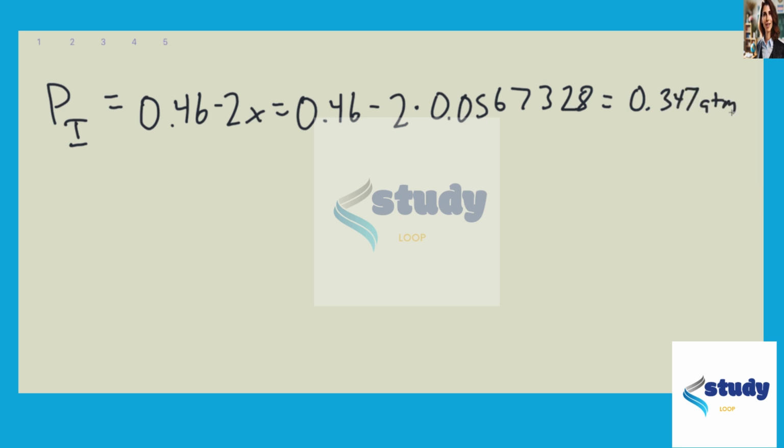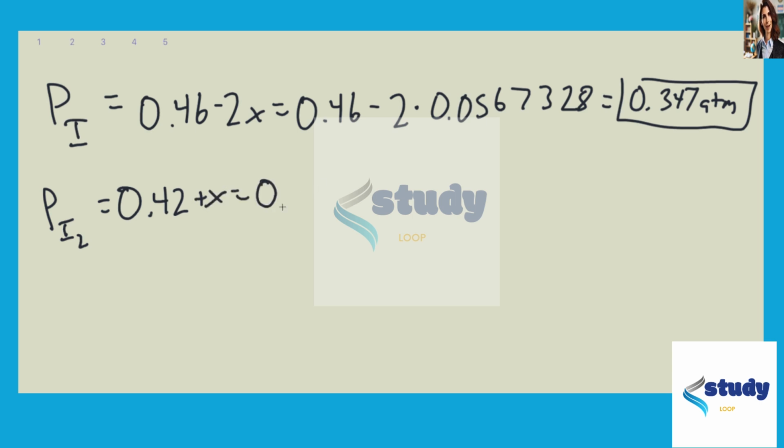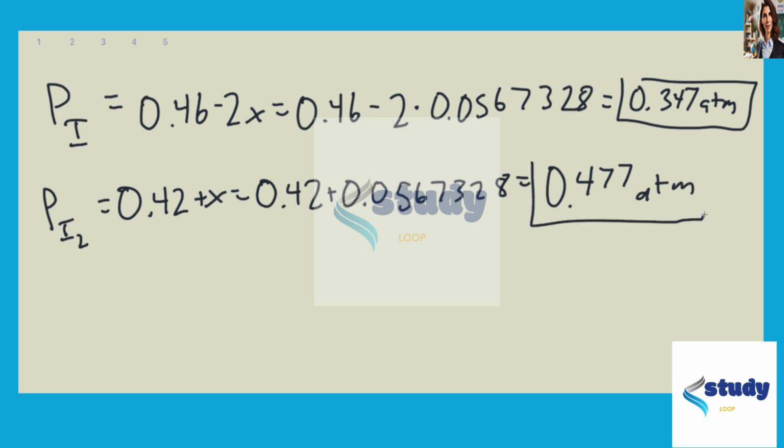0.347 atmospheres. And then our new partial pressure of I2 is 0.42 plus x, or 0.42 plus 0.0567328. And so now we have a new partial pressure of I2 of 0.477 atmospheres. And so those are our final answers here.